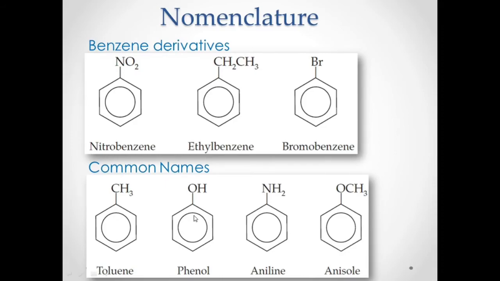Then you have your phenol. This is actually a benzene attached with an OH. We will discuss more on this when we go to alcohols. Then you have your aniline, a benzene that is attached with an NH2. Then you have your anisole. Anisole is a benzene that is attached with an OCH3.